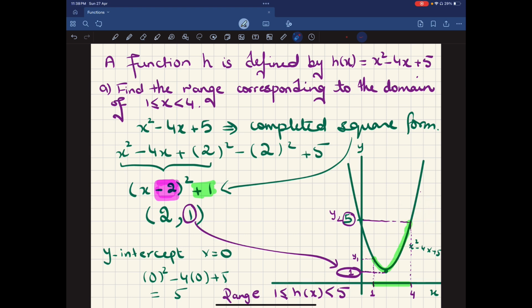Now the point that I want you to understand here is that had we simply substituted the upper and lower bounds of the domain, we would have gotten the incorrect answer.